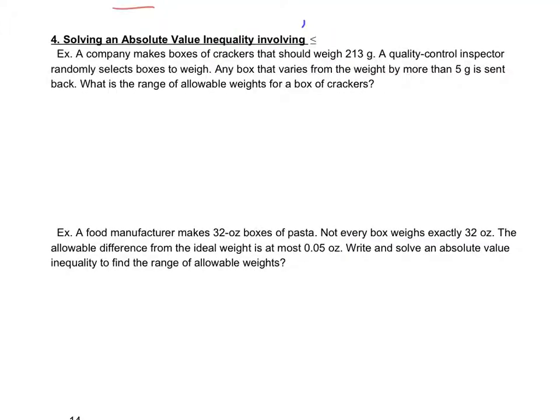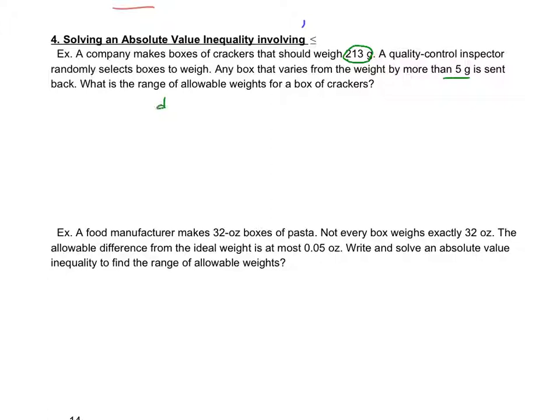So now, applying what we're trying to learn with absolute value: a company makes boxes of crackers that should weigh 213 grams. A quality control inspector randomly selects boxes to weigh. Any box that varies from the weight by more than 5 grams is sent back. What is the range of allowable weights for the box of crackers?